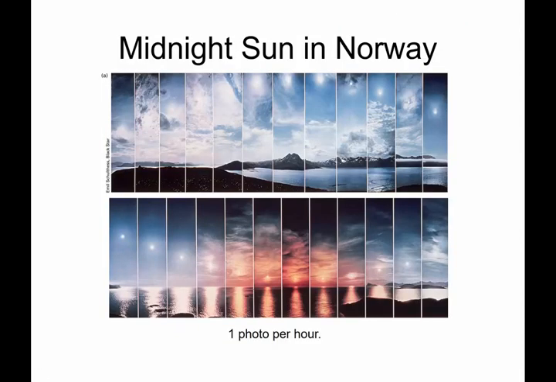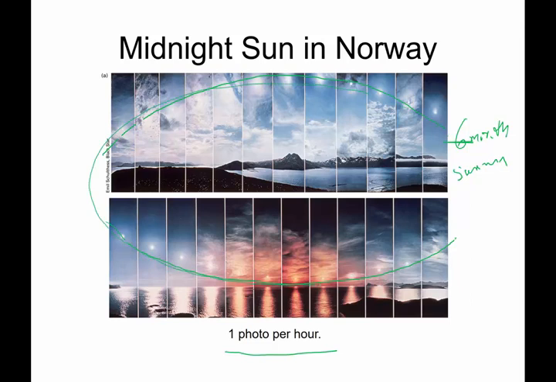This is a lovely collection of photos taken in Norway, and one photo is taken per hour, and you can see the path of the sun across the sky. The sun rises, arcs across the sky, and then during the night, the sun looks like it's going to try and set, gets low, but never actually sets. So during this 6 months of the midnight sun, which is going to be the summer for the northern hemisphere, the sun travels across the sky, but it's totally visible day and night.